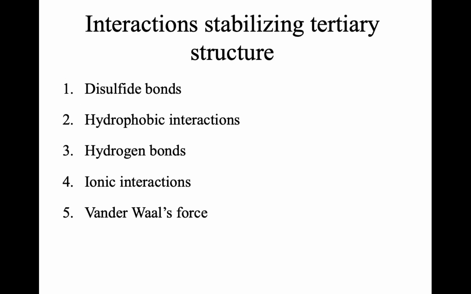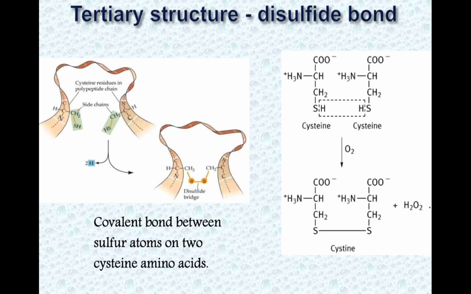These are the different interactions which stabilize the tertiary structure: disulfide bonds, hydrophobic interactions, hydrogen bonds, ionic interactions, and van der Waals forces. The disulfide bond is one of the covalent interactions which happens between two cysteine residues in the polypeptide chain. The cysteine residues have sulfhydryl groups in their side chains. These sulfhydryl groups undergo oxidation and form the disulfide linkage. The disulfide-linked group is called cystine.